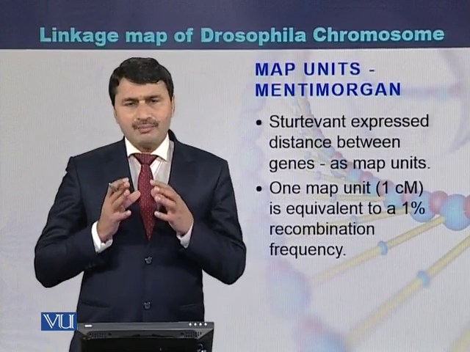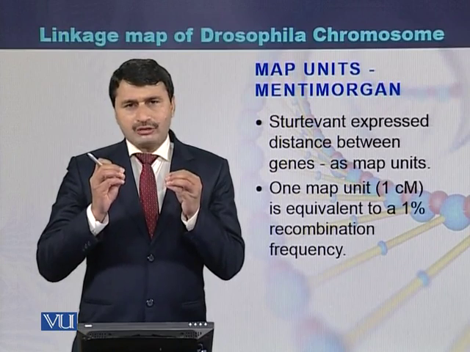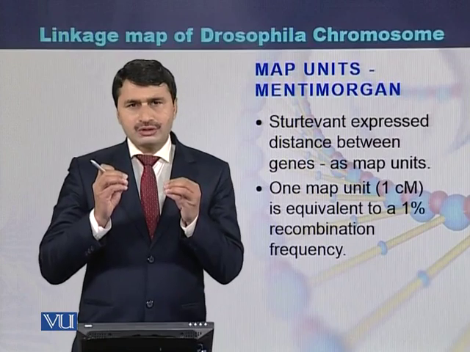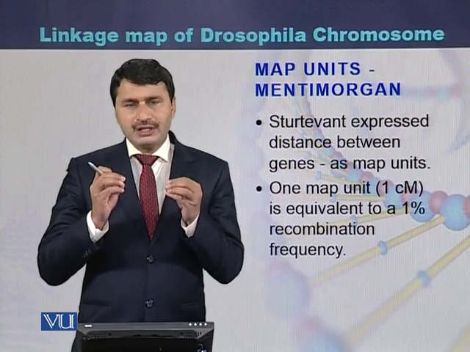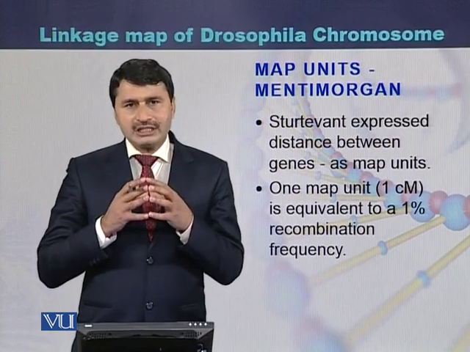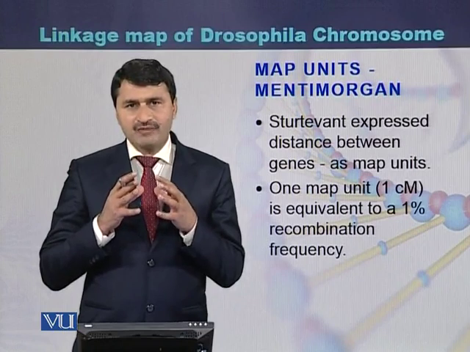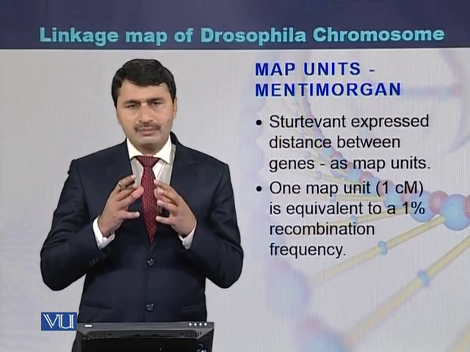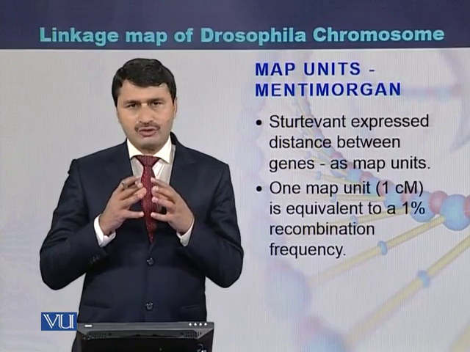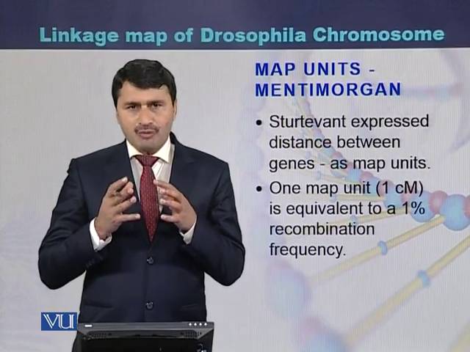Sturtevant showed that genes can be placed on the chromosomes based on recombination frequencies. He used the map unit to describe these frequencies. One map unit nowadays is approximately equal to 1 centimorgan. Within 1 centimorgan, there can be approximately 1 million nucleotides, but it depends on the position on the chromosome. It can vary; it can be 1 million or sometimes more or less.